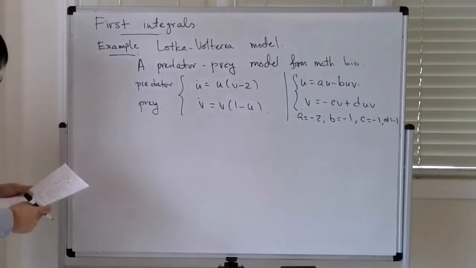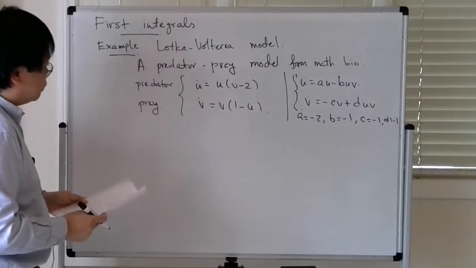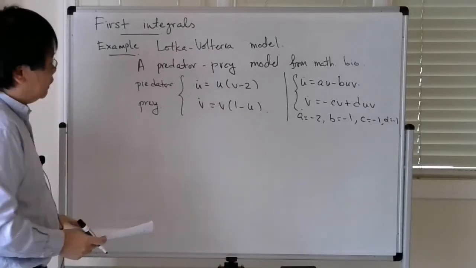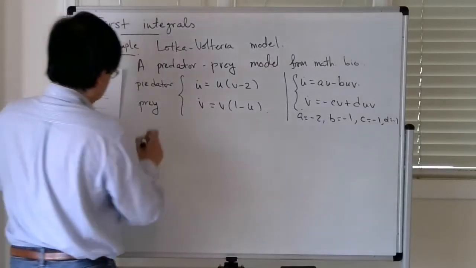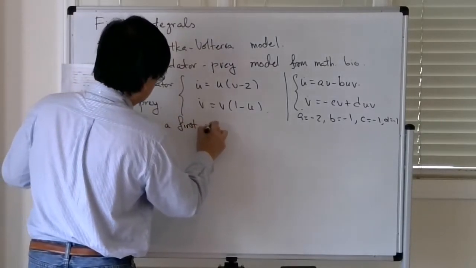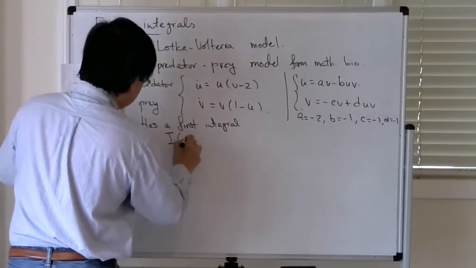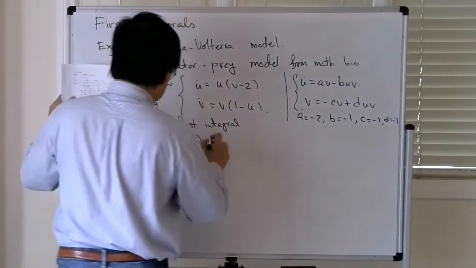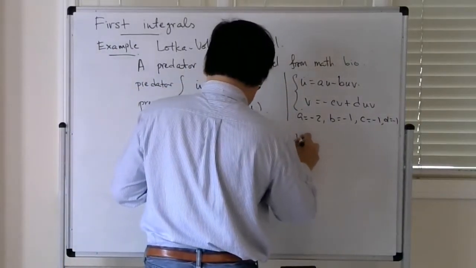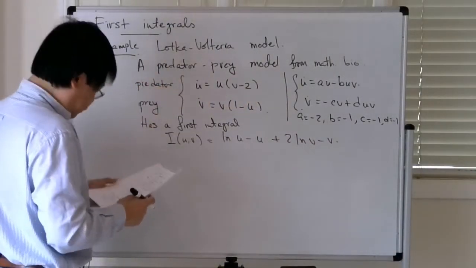Okay, and then you can check that if you have one of these models, there is a first integral, which is again non-constant, but whose directional derivative along the vector field vanishes. Okay, so this has a first integral of the form I, which depends on u and v, which is the natural log of u minus u plus 2 times the natural log of v minus v. Okay, so this is for the specific case which we talked about.